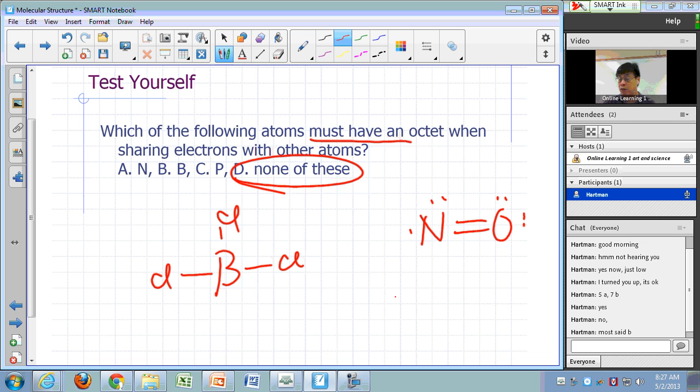And sulfur, for example, can have an expanded octet, as can anything beyond the third row. Carbon doesn't have to have an octet either, so you can have radicals for carbon, for example. This won't be a molecule, it's called a radical, CH3 with one unpaired electron. It's a very unstable species.